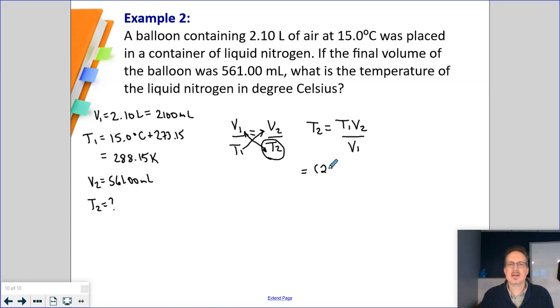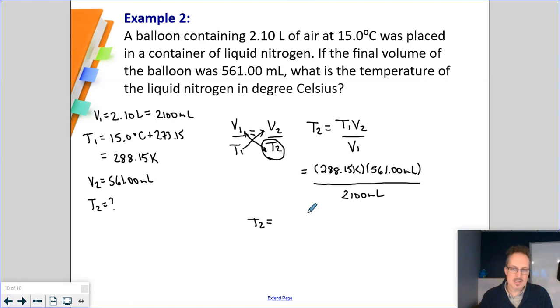T1 is 288.15 kelvins times 561.00 milliliters divided by 2,100 milliliters. So T2 is going to equal, multiply the two numbers, divide by 2,100. We're going to get, and again, you're only allowed 3 significant digits, 77.0 kelvins. Now, the question says, what is my answer in degrees Celsius?